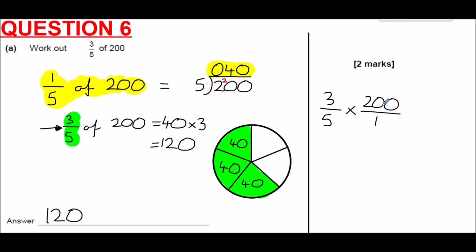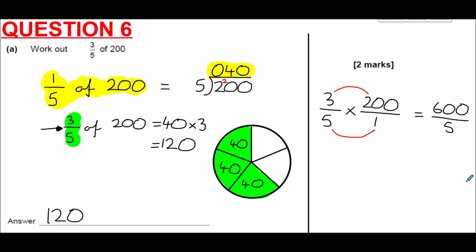200 is exactly the same as 200 over 1, because 200 divided by 1 is still 200. Now we've done that, we can just multiply the top by the top and the bottom by the bottom. So 3 times 200 gives us 600. 5 multiplied by 1 gives us 5.